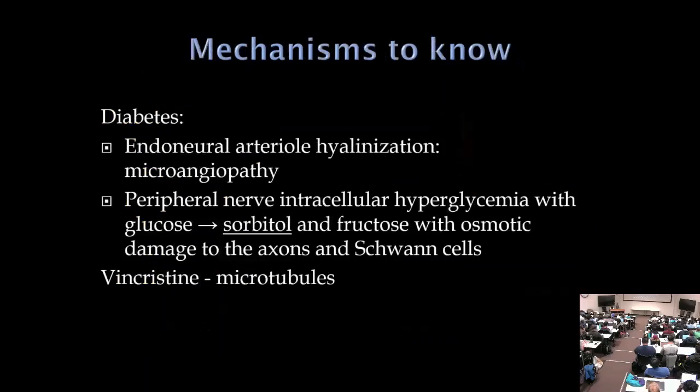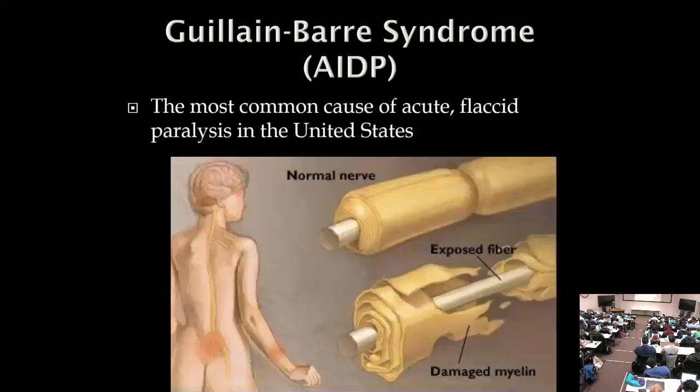Okay, so mechanisms to know. I think two for sure. One would be diabetes. You need to know the mechanism of peripheral neuropathy, which mainly involves two things. It's a microangiopathy, so you affect the small blood vessels that are very important to supply the peripheral nerves, but also the hyperglycemia, especially with conversion to sorbitol, leads to osmotic changes within the axons and the Schwann cells. So it's a kind of a combination of things here for diabetic neuropathy. And I mentioned you need to know the mechanism here for vincristine and neuropathy.